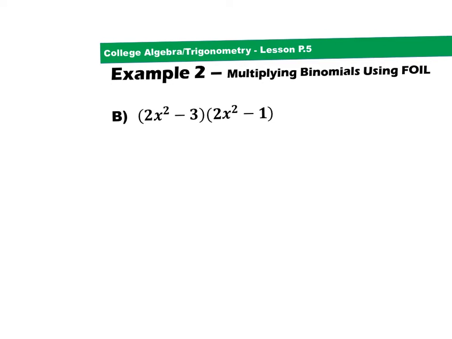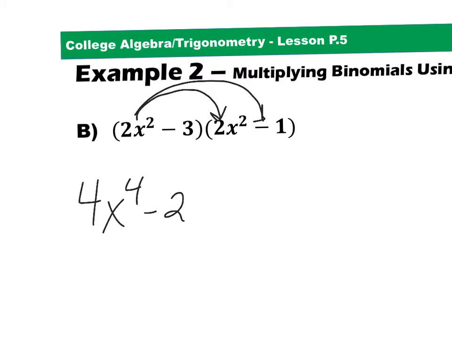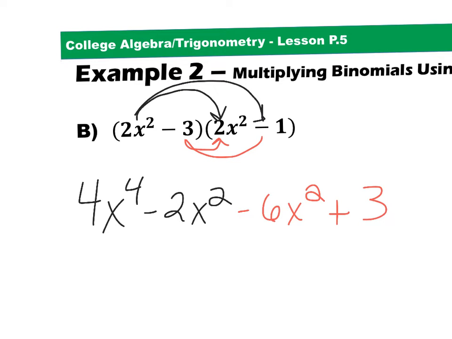Okay, exact same thing, guys. We just have bigger exponents. No worries. FOIL the exact same way. I'm going to say 2x squared times 2x squared is 4x to the 4th. Good. 2x squared times negative 1. Negative 2x squared. Great. Negative 3 times 2x squared. Negative 6x squared. Great. And then negative 3 times negative 1? Plus 3.